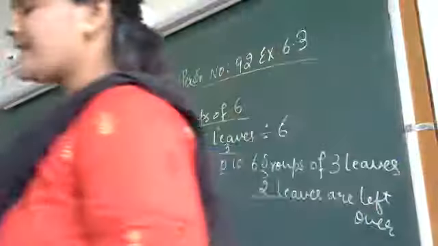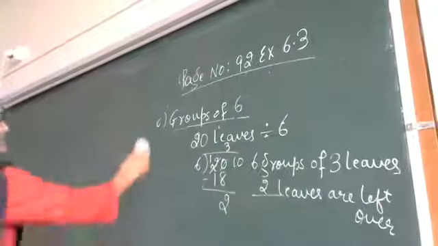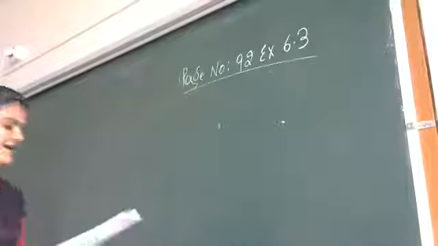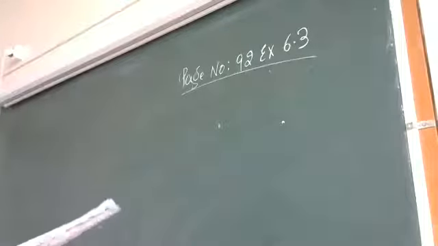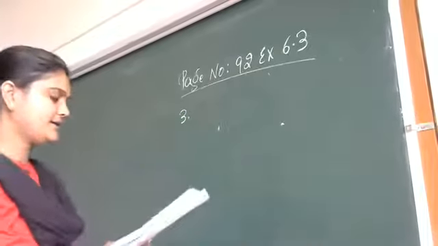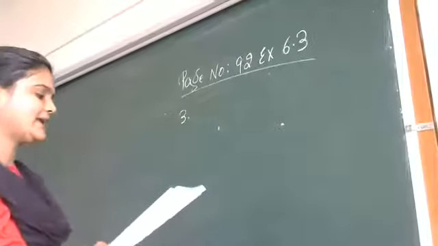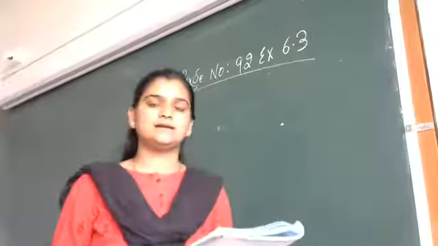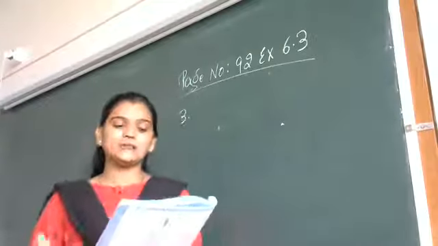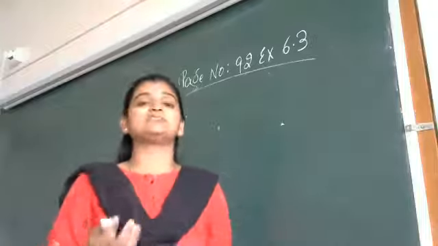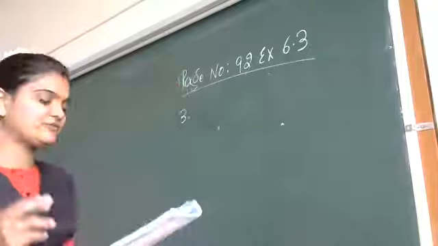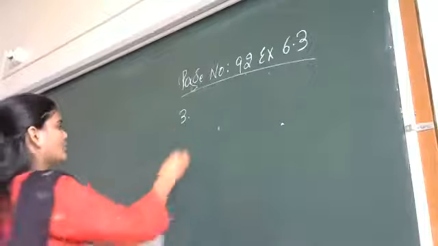Okay. Now the third question. Divide and find the quotient and remainder. Third question. Now 14. 48 balls. So how many groups? How many groups of balls? How many balls are left over? You'll have to find and tell me the answer tomorrow.